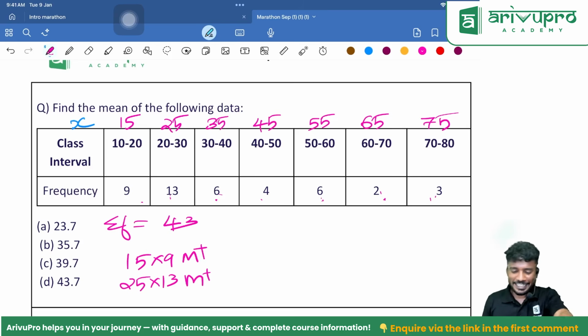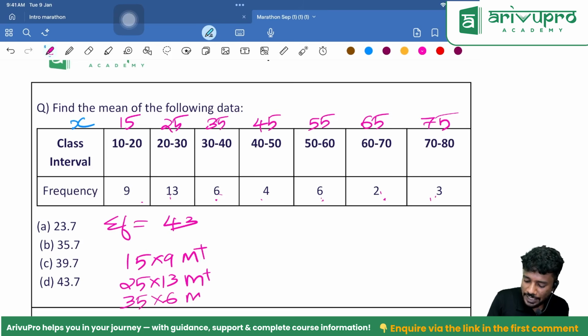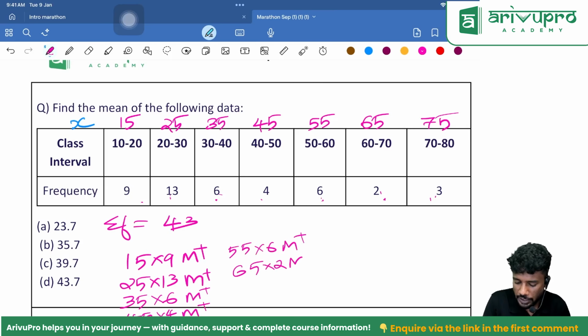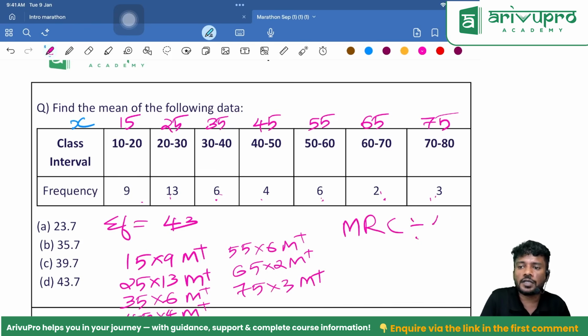Now, 35 into 6, M plus. 45 into 4, M plus. Then 55 into 6, M plus. 65 into 2, M plus. Then 75 into 3, M plus. Finally MRC divided by how much now? 43. How much is the answer, people?